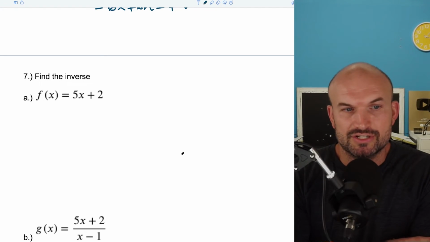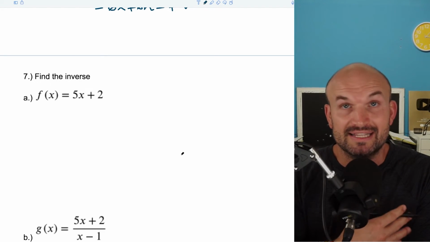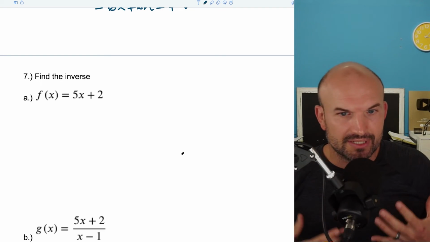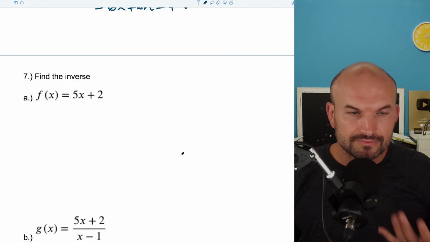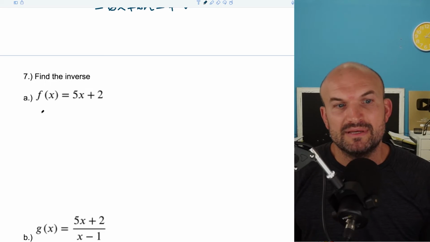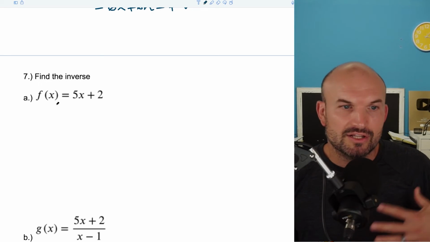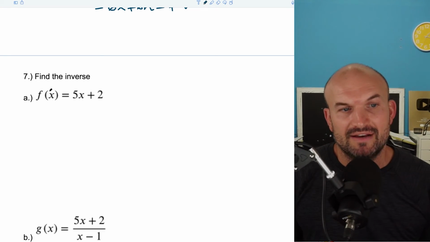But I think it's really important to go through the finding the inverse algorithm, just to remember, because it is something we talk about a little bit in Algebra 2 that's going to be beneficial for you, because in precalculus we'll go through much deeper examples.